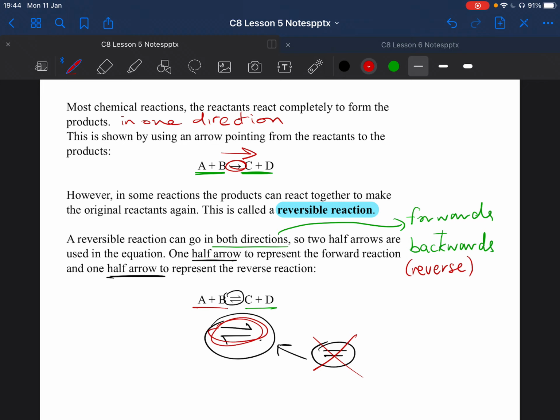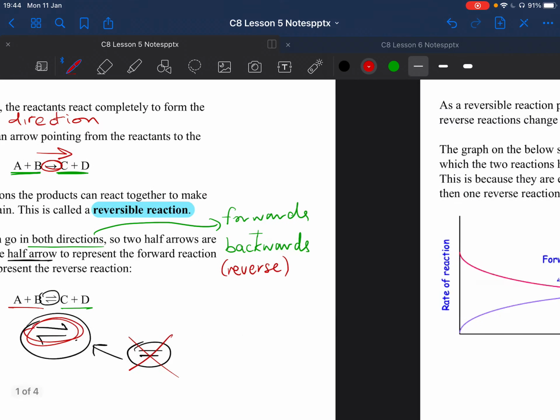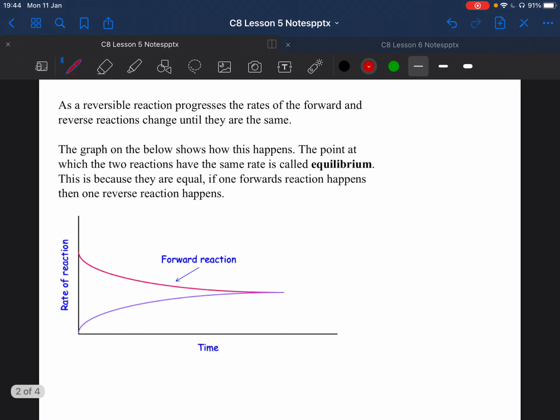So reversible reactions can go both forwards and backwards, and we use half arrows to show that they can do that. They can go from being reactants to products, and then the products can go back to being the reactants again. So let's have a look at reversible reactions in a little bit more detail.